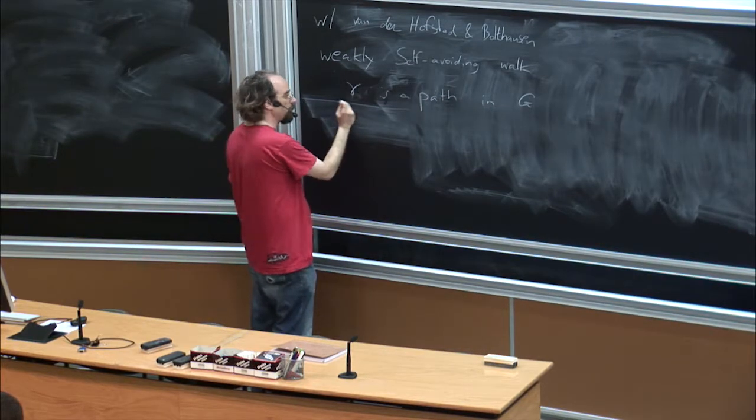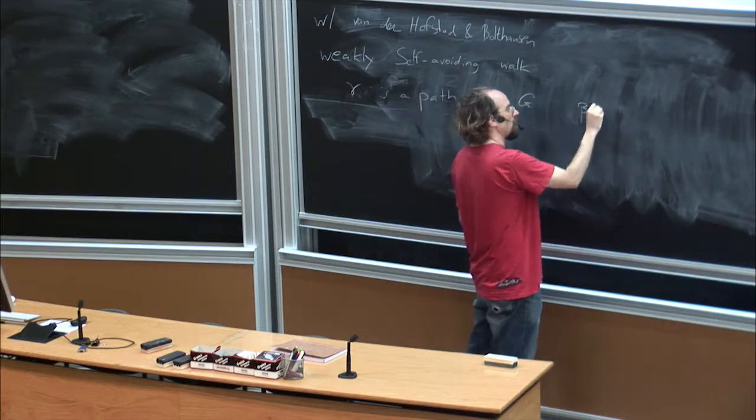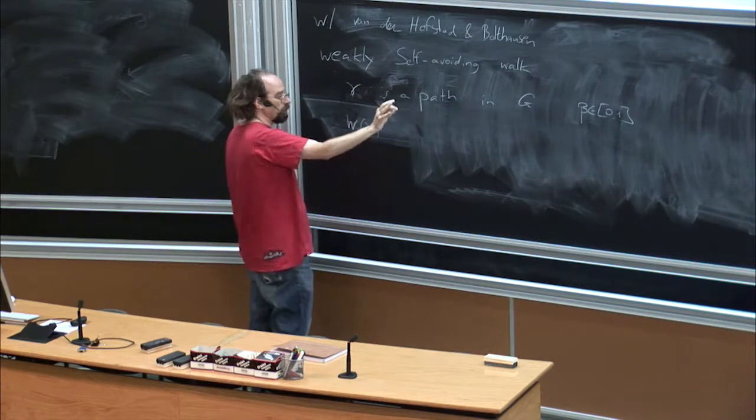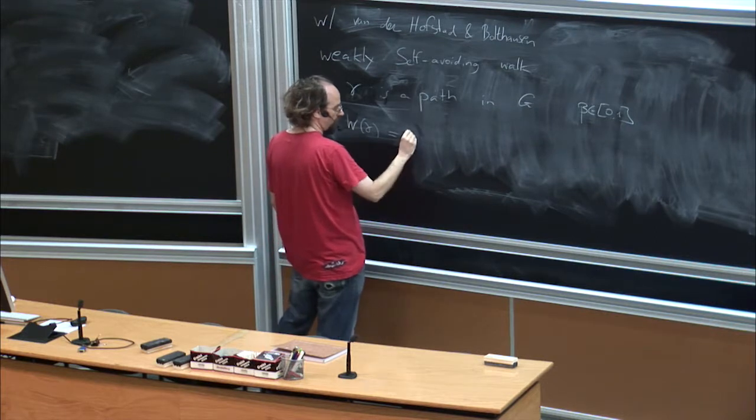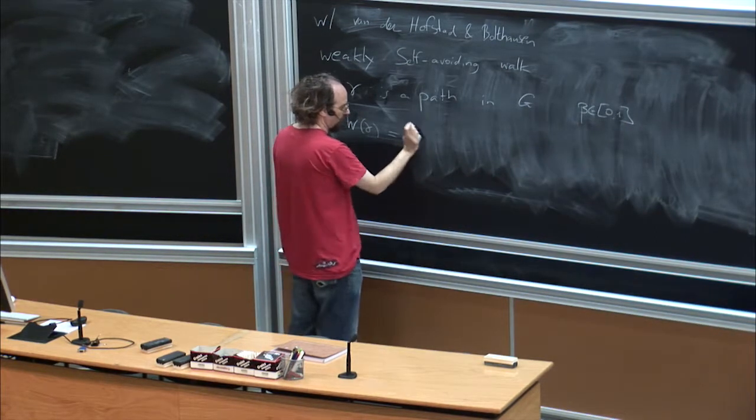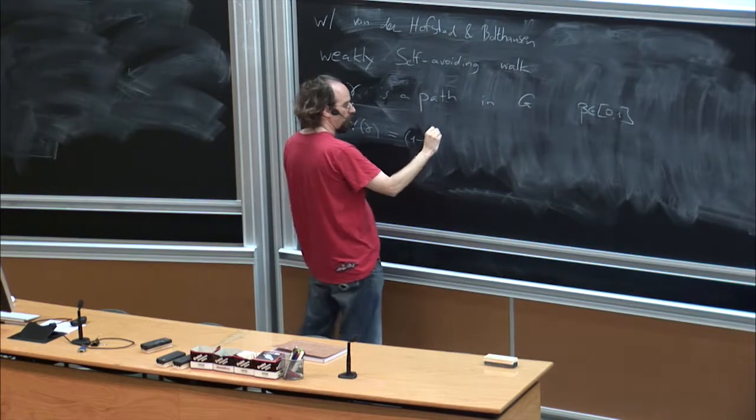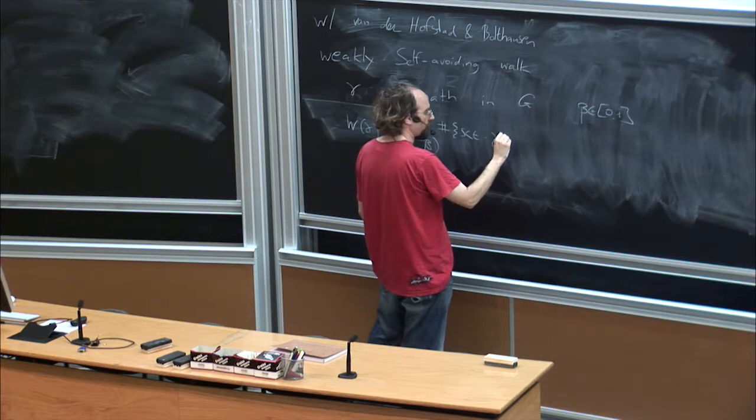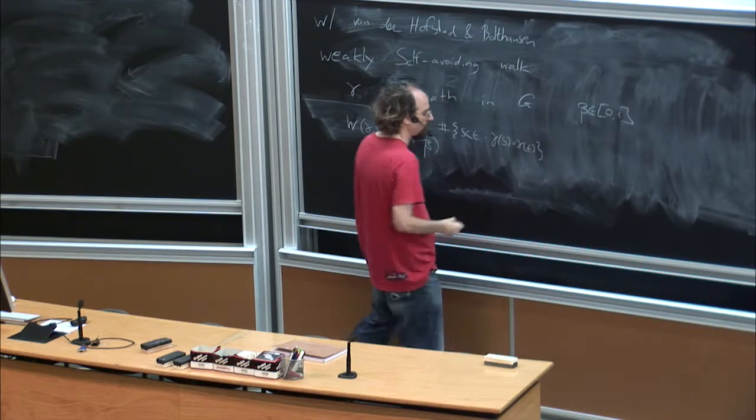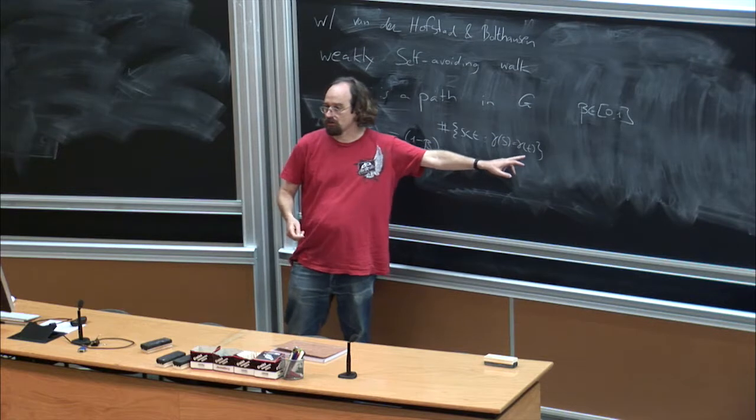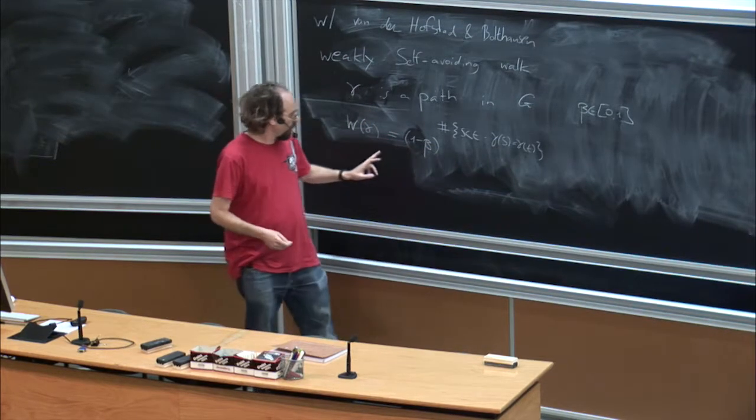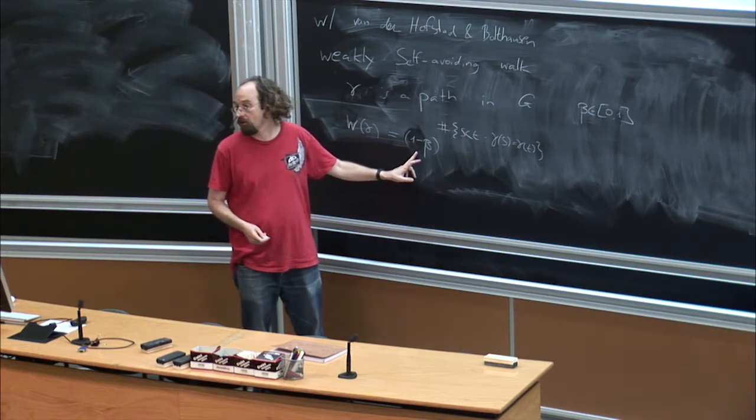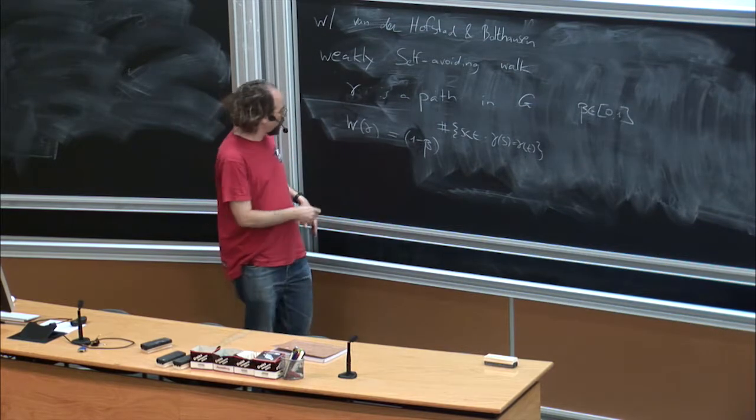And suppose beta is some parameter. So we denote the weight of gamma with respect to beta, but I will not put it in notation, as 1 minus beta to the power of the number of couples s, t, the number of self-intersections of gamma. So I count how many self-intersections gamma has, and penalize gamma exponentially with this weight.